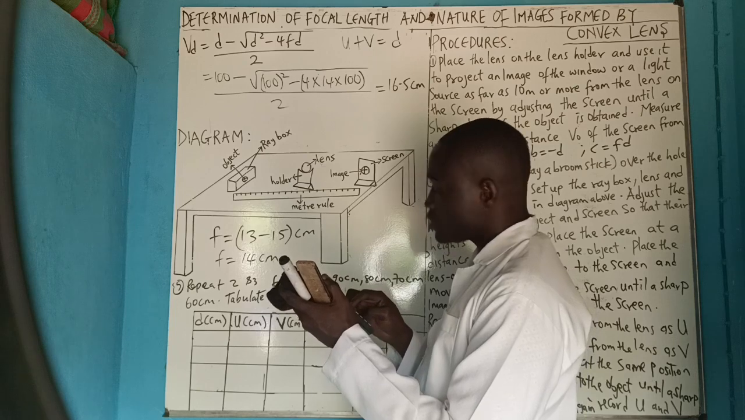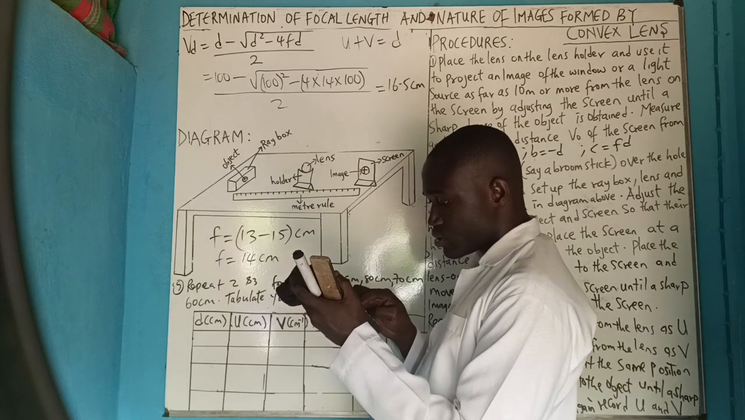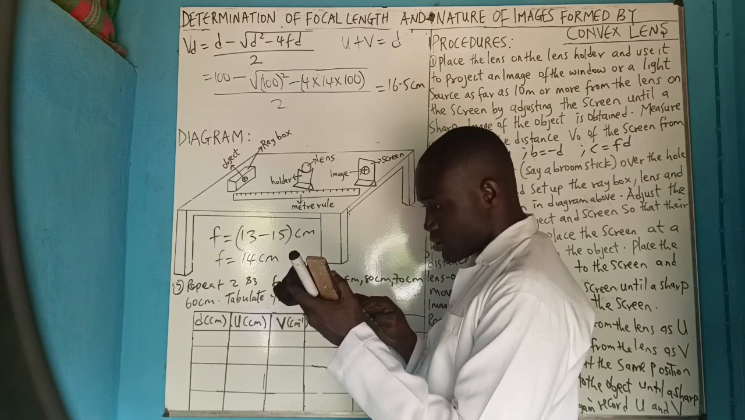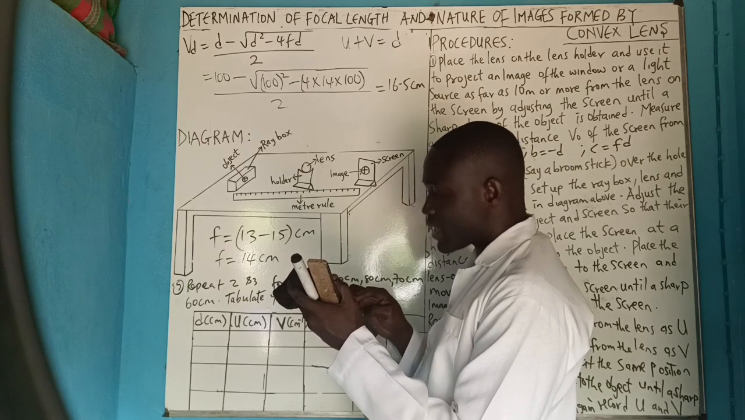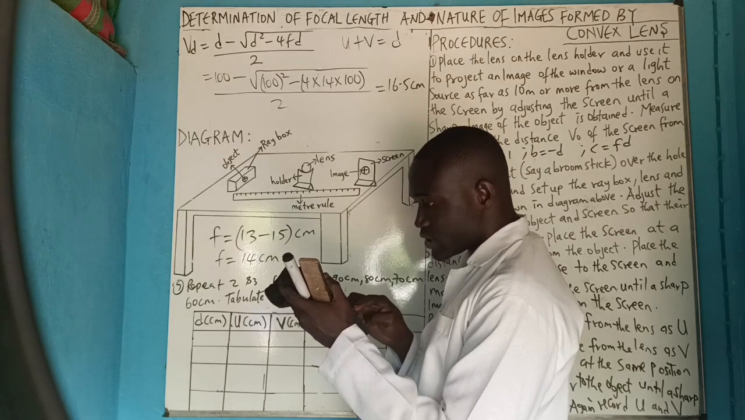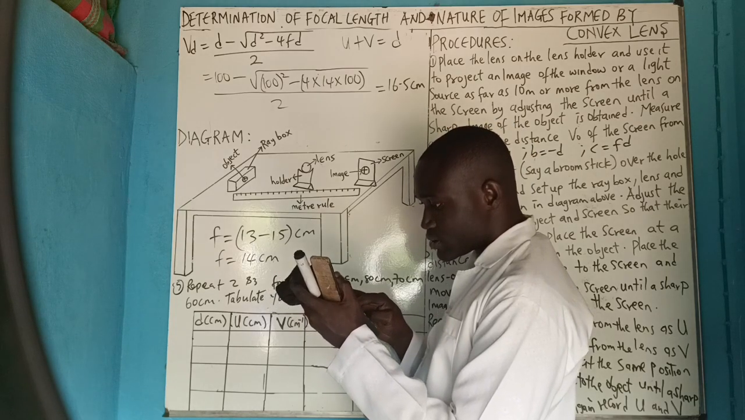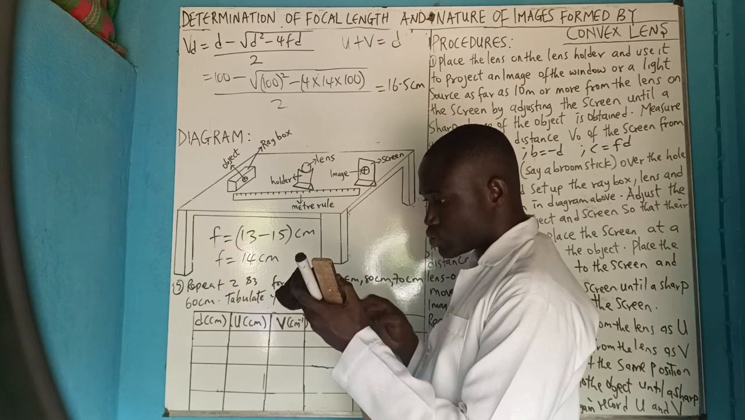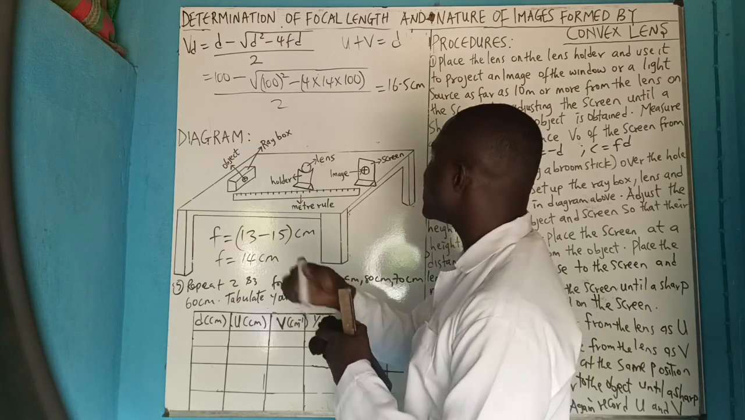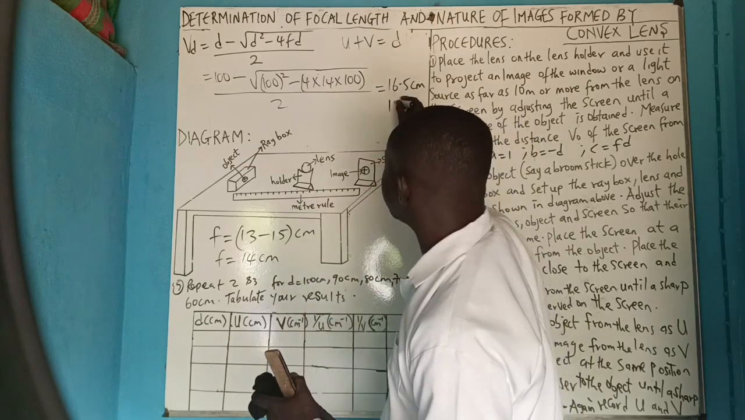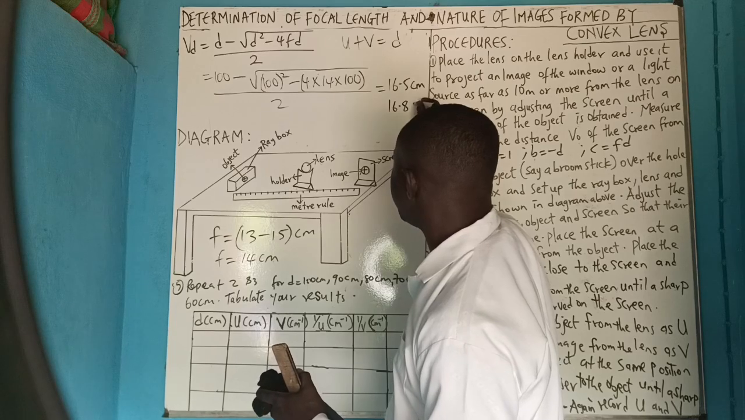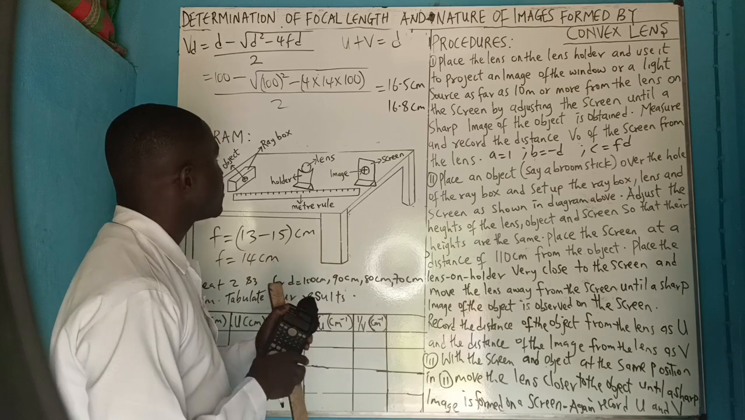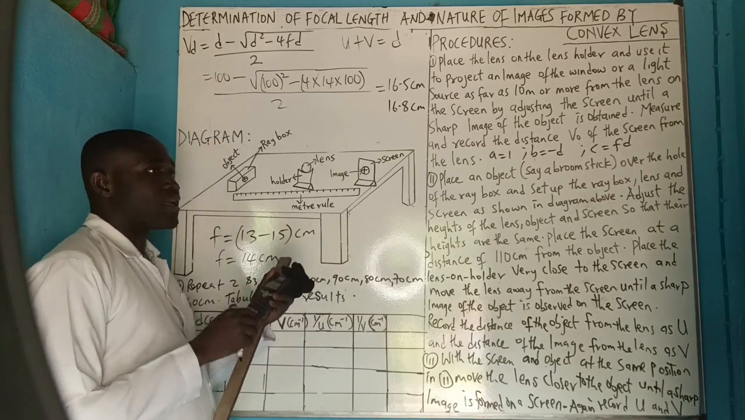100 minus square root bracket 100 squared minus bracket 4 times 14 times 100 divided by 2. 16.8. So if we change it, you have 16.8 cm. That means it's increasing. Are you getting it? Then we go again.